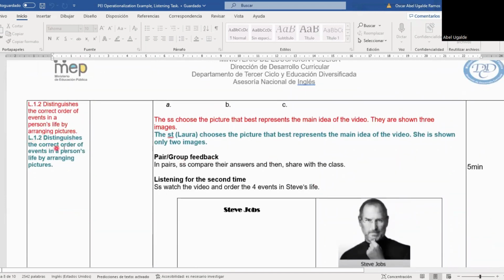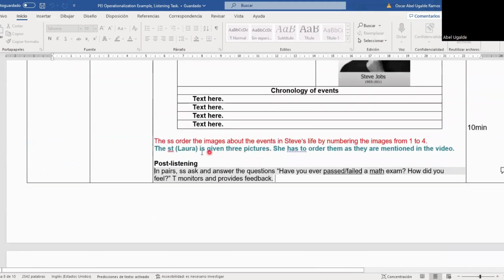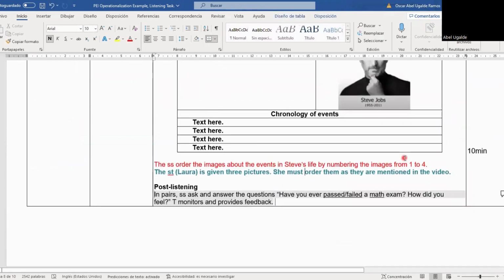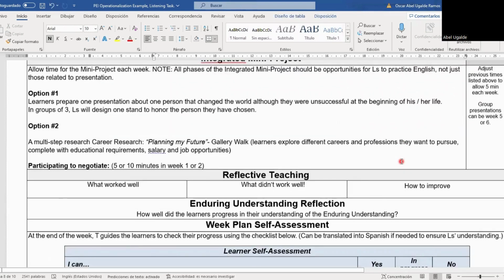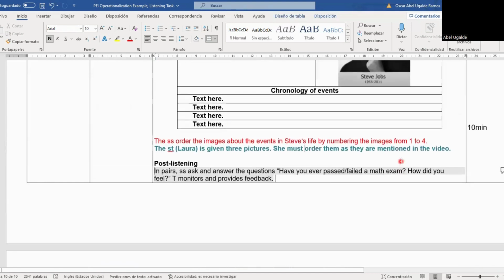L1.2 distinguishes the correct order of events in a person's life by arranging pictures. So this is the same, the one for Oscar and Ignacio and the one for Laura. But let's read the adaptation for her. The student Laura is given 3 pictures, not 4, and she has to order them as they are mentioned in the video. This "has to" is probably better changed to "must." Okay. So that's generally the way in which the adaptations should look. And we're going to look at that in a second.